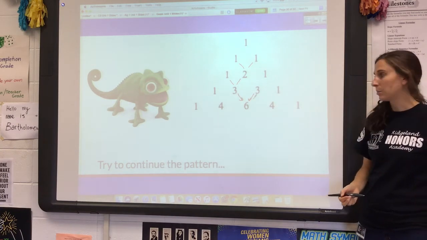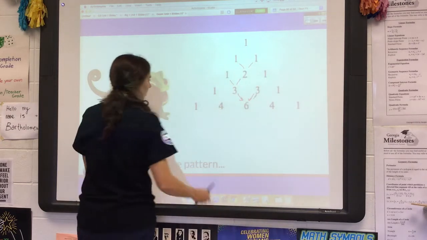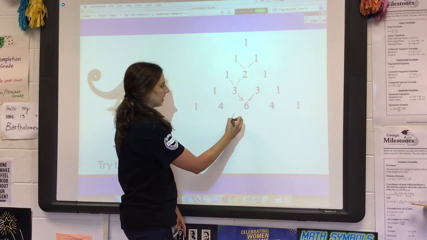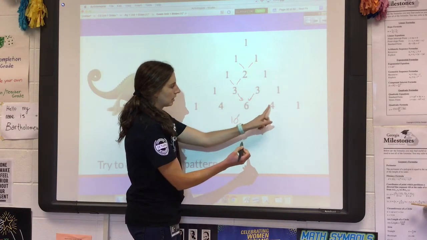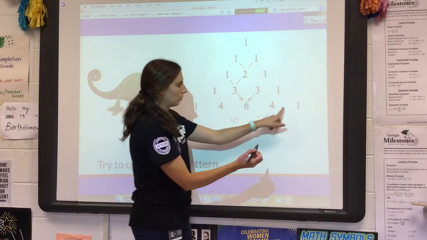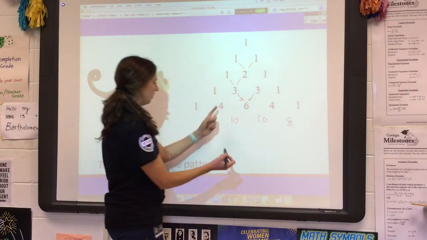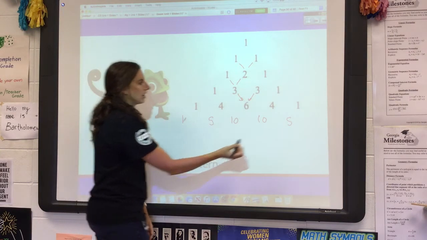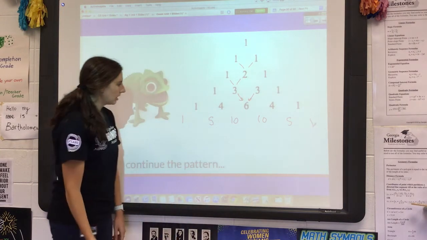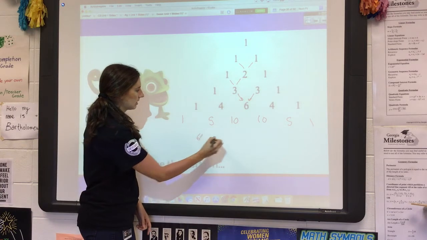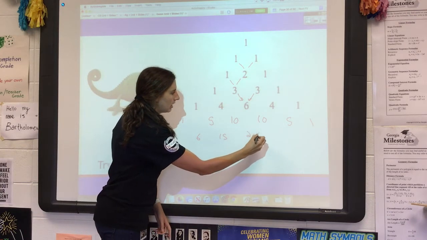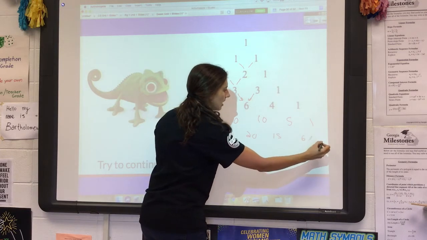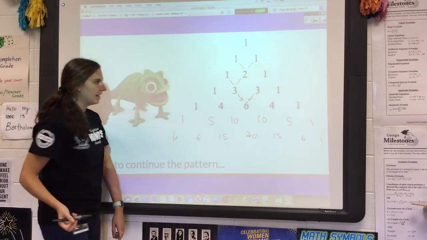We could continue this pattern. For example, 4 plus 6 is 10. 6 plus 4 is 10. 4 plus 1 is 5. This 4 plus 1 is 5. And we'll continue putting 1s on the outside. And we could just keep going. 1 plus 5 is 6, 15, 20, 15, 6. And again, just put 1s on the outside.